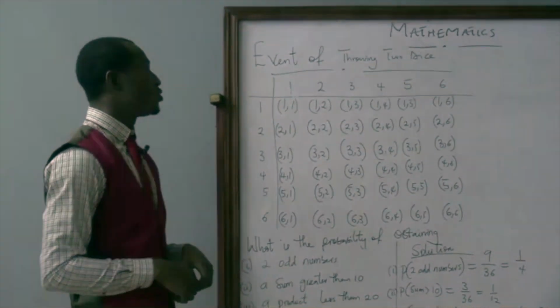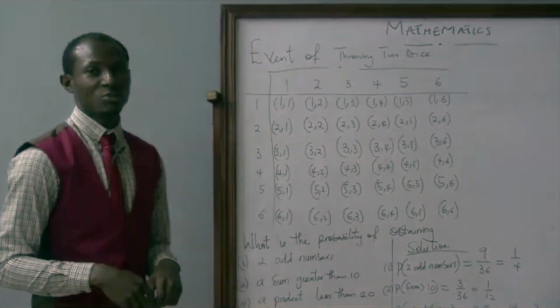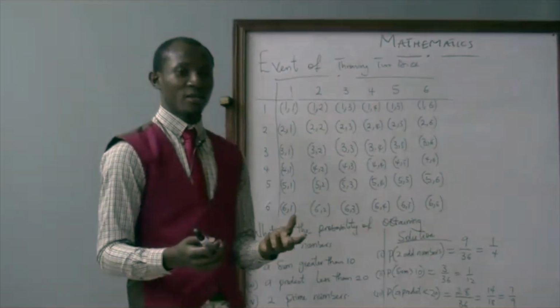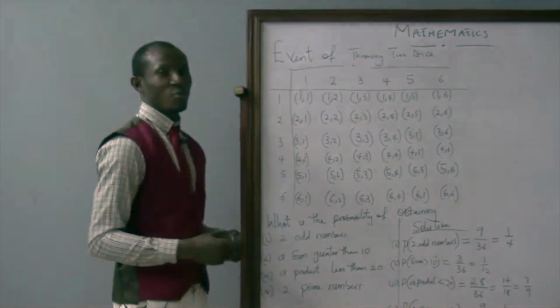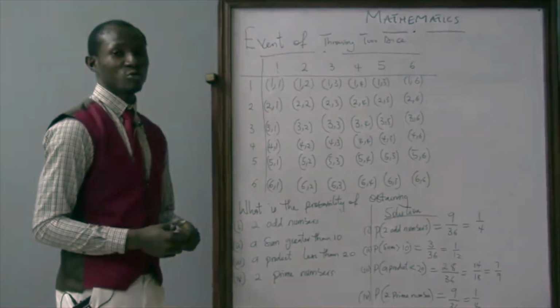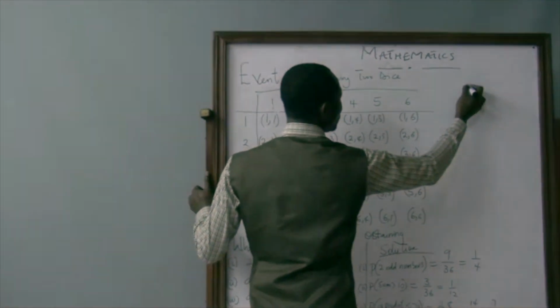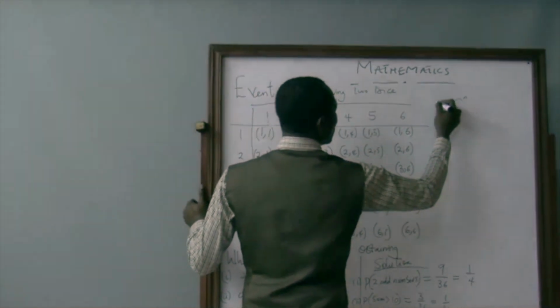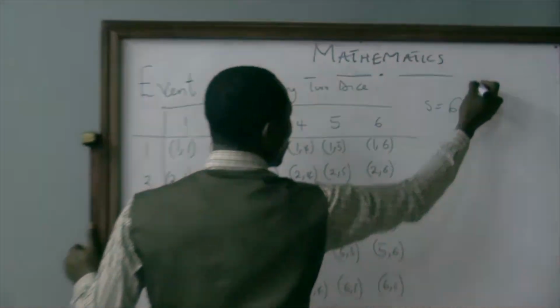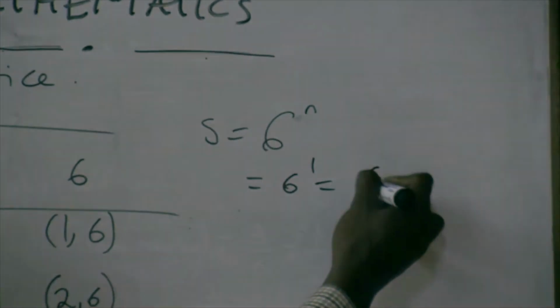So we are moving now to the event of throwing 2 dice. The last one was the event of throwing a die. If you throw 1 die, the possible outcomes, or the sample space, is 6. Now that we have 6 possible outcomes, that will be 6 raised to power n. Since we are tossing it once, we have 6 raised to power 1, and that's 6.